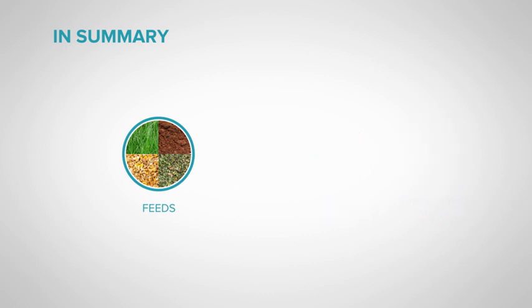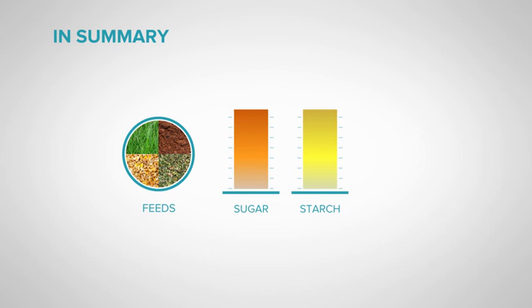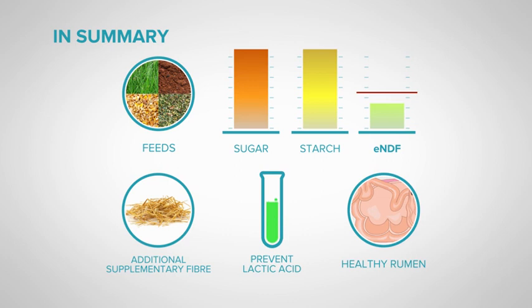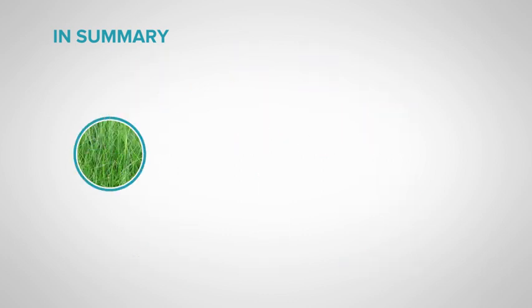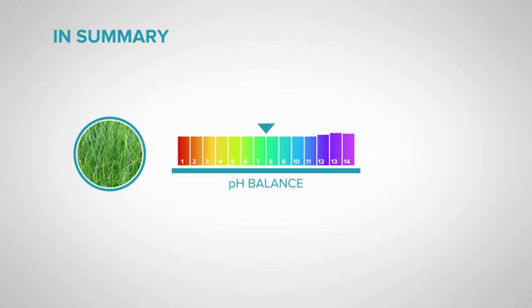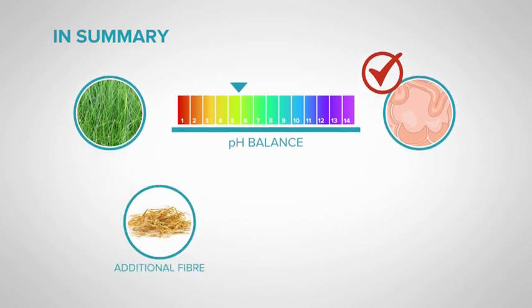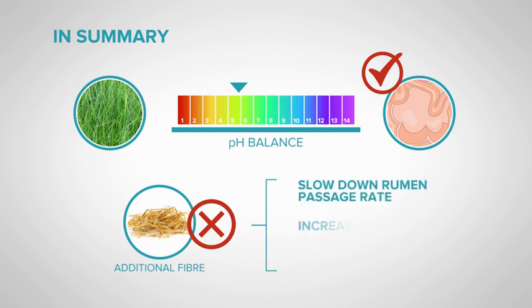Feeds that are high in effective fibre are poorly digestible and therefore take a longer time to digest in the rumen. If the diet contains high levels of sugar or starch, or if effective fibre levels are below requirements, supplementary fibre can be added to the diet to prevent lactic acid production and to maintain a healthy rumen environment. However, cows grazing good quality pastures can tolerate lower rumen pH levels without the detrimental effects on rumen function. If additional fibre is added to the system when it's not needed, it will act to slow down the rumen passage rate, increase rumen fill, and can reduce dry matter intake and performance.